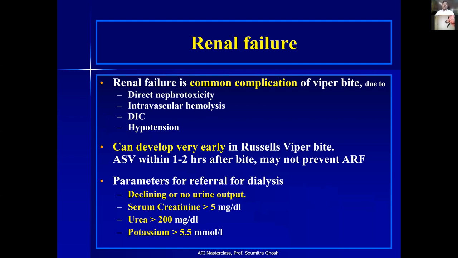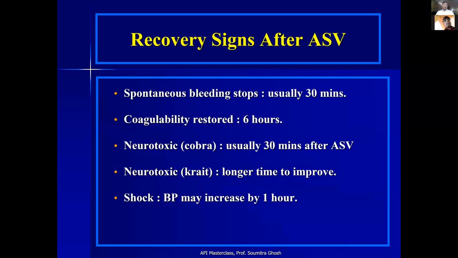And parameters for referral to dialysis are very important. Creatinine more than 5, urea more than 200, hyperkalemia and declining or no urine output are very important for referral to the nephrology friends. Spontaneous bleeding stops, this is very important after ASV administration, usually after 30 minutes.